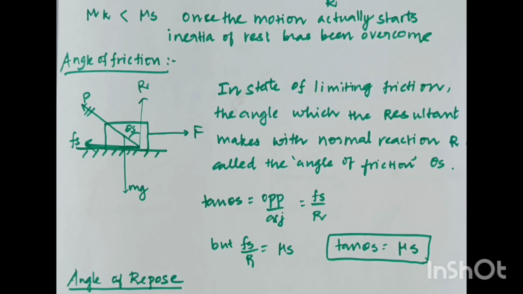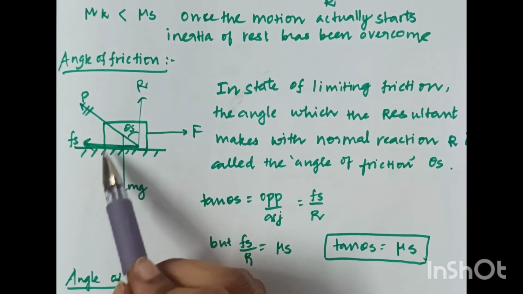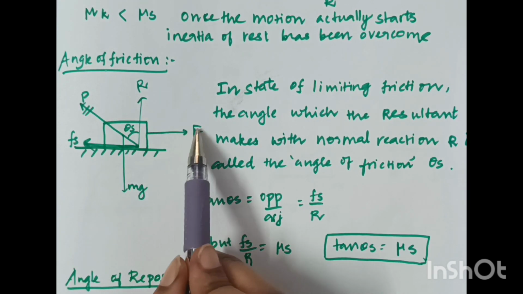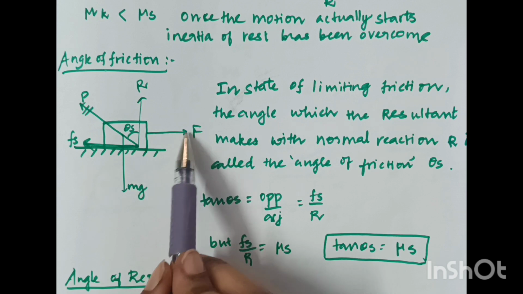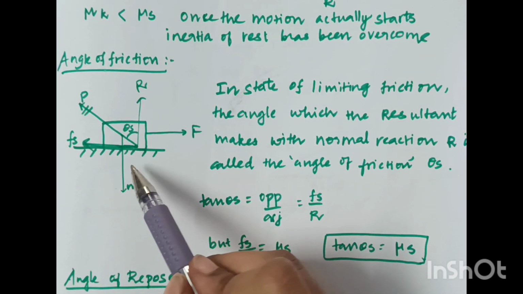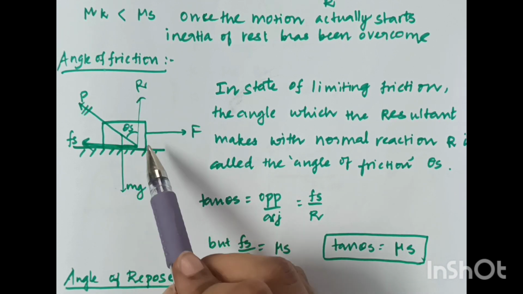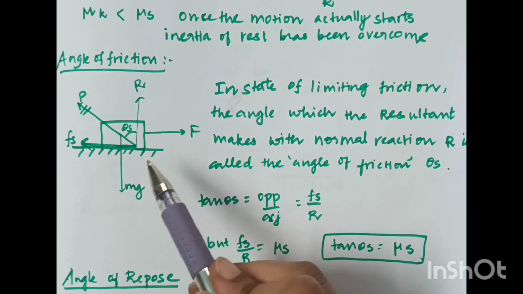Now, we will see about the angle of friction. Instead of limiting friction, the angle which the resultant P makes with the normal reaction R is called the angle of friction, theta s. Now let us consider this example. This is a body. I am applying a force F towards the right side, and the weight mg is acting vertically downwards and the reaction force is acting vertically upwards because of the floor. This is a rough floor, so there will be a reaction present.